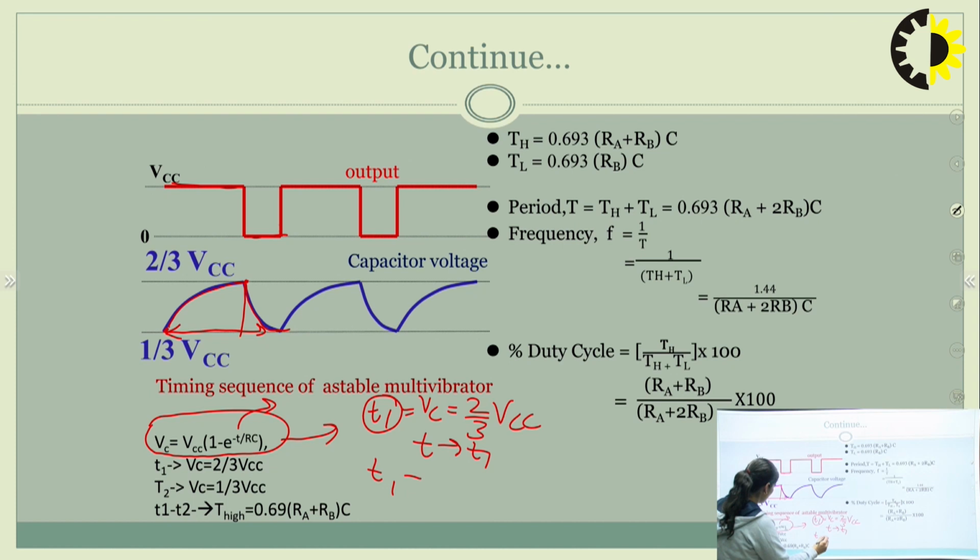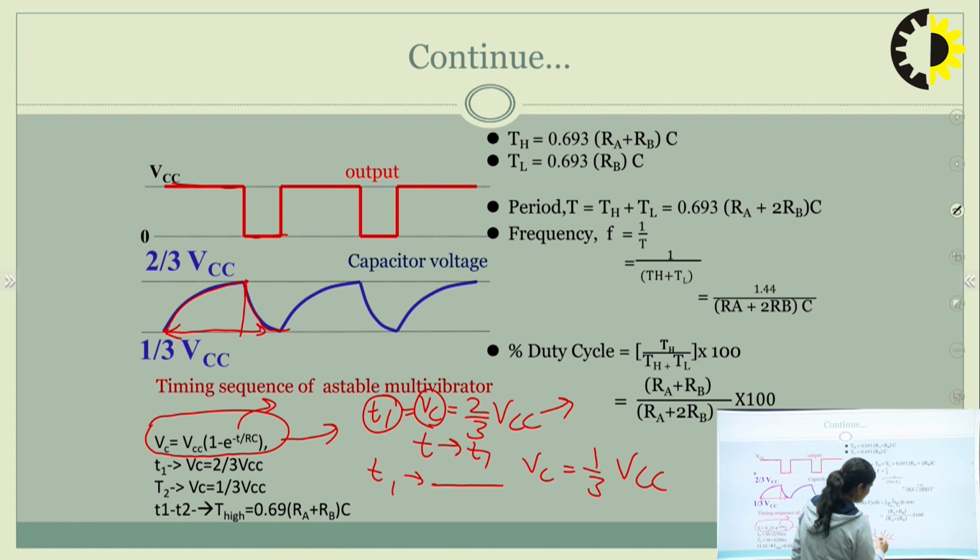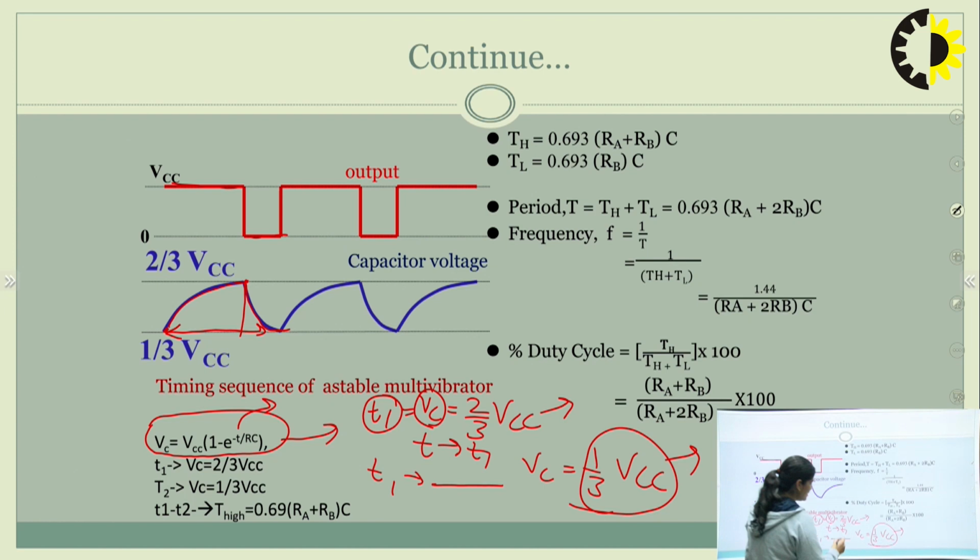You will get some value for T1, the time duration T1. This is for the maximum charging time, the maximum voltage for the capacitor. And when VC is equal to 1/3 VCC, this is the minimum voltage. So for this minimum voltage, in this equation you have to put the value of VC. When you put VC equal to 2/3 VCC, consider T equal to T1. And in the second equation, when you consider VC equal to 1/3 VCC, put 1/3 VCC here and you can find out the value for T2.